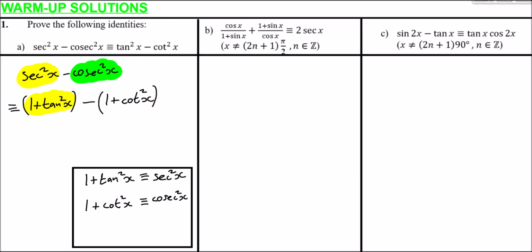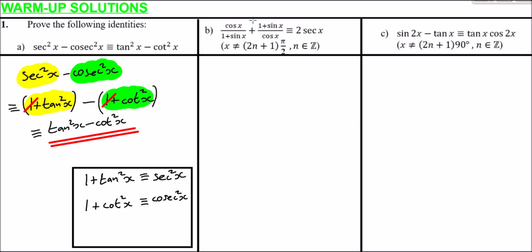So then just simplify, you'll notice that the 1's will cancel, so 1 and that minus 1, so that's just going to give us what we need, and then we're done. So that simplifies down to tan squared x minus cot squared x as required. So let's have a look at part B now.